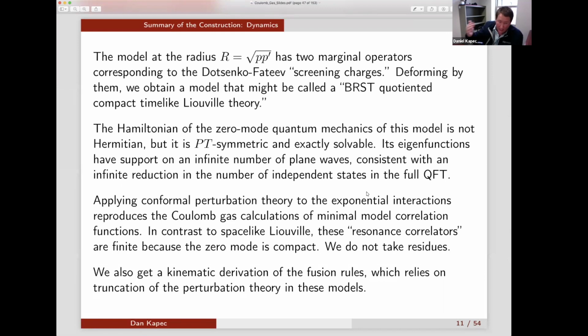And we'll also have a nice, clean kinematic derivation of the fusion rules in these models, which however does rely on truncation of perturbation theory in these models, which is also a non-standard feature.